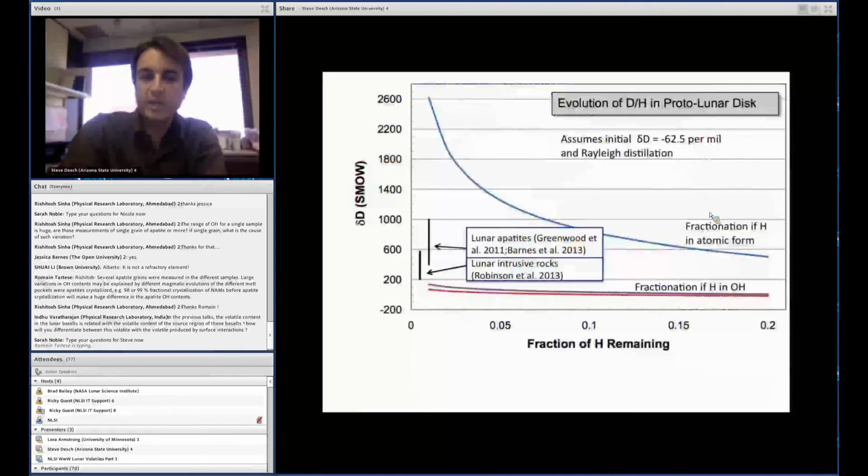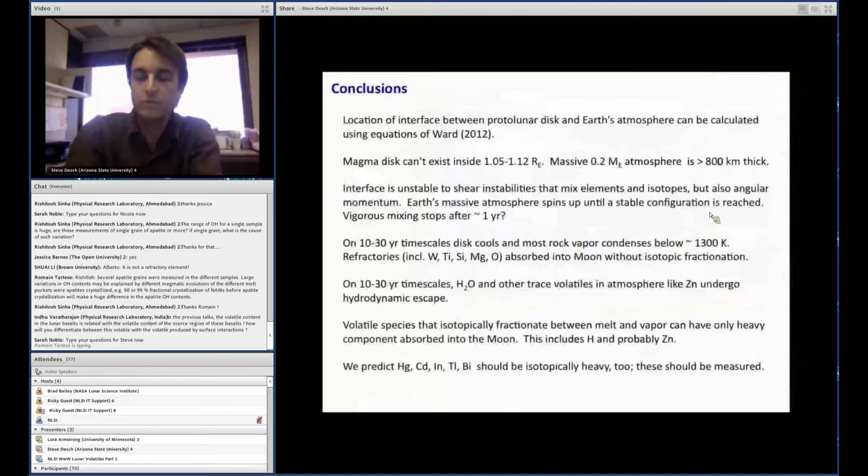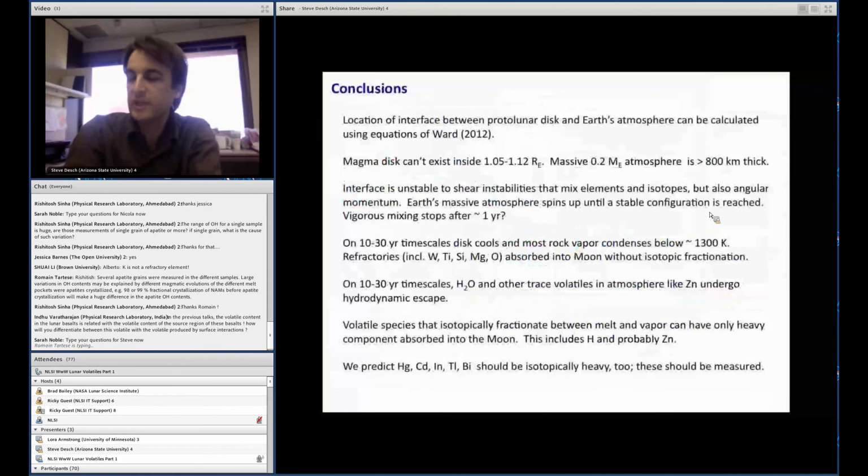A quick estimate tells us that it's possible to get a bulk D to H ratio in this phase comparable to what is observed in the Moon, if you lose about 98% of the water.